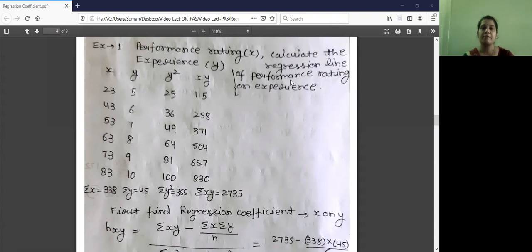So here we are finding the regression line, performance rating on experience. We consider performance rating is X and experience is Y. That means we are finding the regression line X on Y. Got it? Because performance rating is X and experience is Y. So which regression line will we consider? Exactly, the regression line of X on Y. In this question, we are given small values.